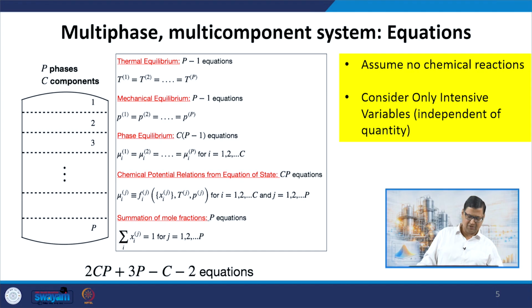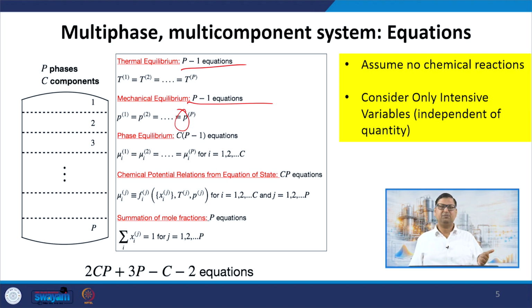So, going ahead, this we have already done. So, we wrote the equations for the equilibrium in this system. Thermal equilibrium gives me P minus 1 equations, that is P minus 1 temperature equalities. Mechanical equilibrium gives me again P minus 1 equalities. I purposely represent the pressure as small p here to differentiate from the number of phases P. Earlier in the previous lectures, I have used capital P for the pressure. Just to make our convention easier, I am using a small p here. And then the phase equilibrium, we have C into P minus 1 equations.